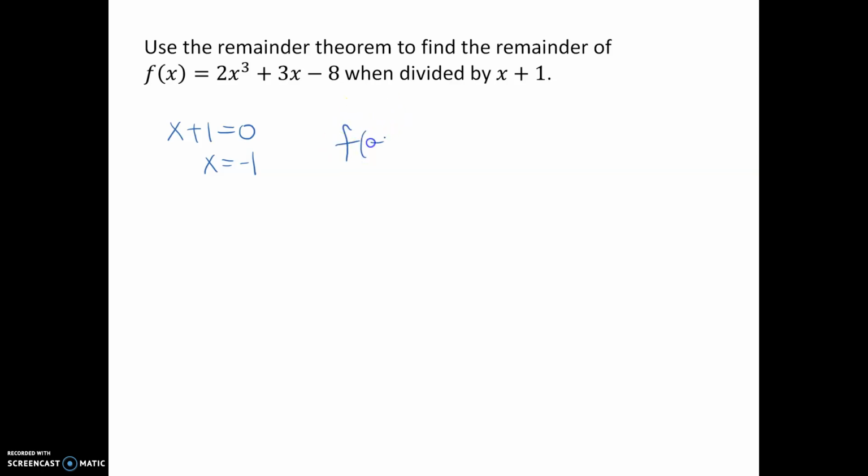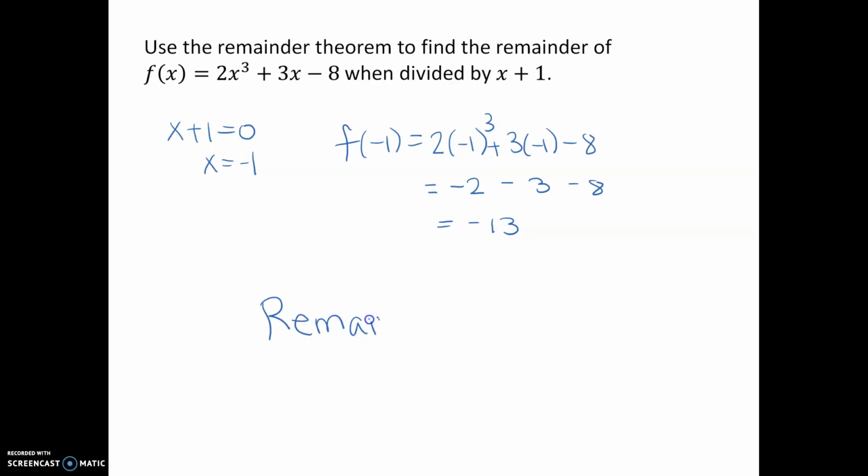So for my work, I'm just going to plug in negative 1. So I get 2 times negative 1 cubed plus 3 times negative 1 minus 8. So that's negative 2 minus 3 minus 8, which is negative 13. But again, I have to answer the question. The question asks for the remainder, so my answer is the remainder equals negative 13. There should be no other work on your page for either of these questions.